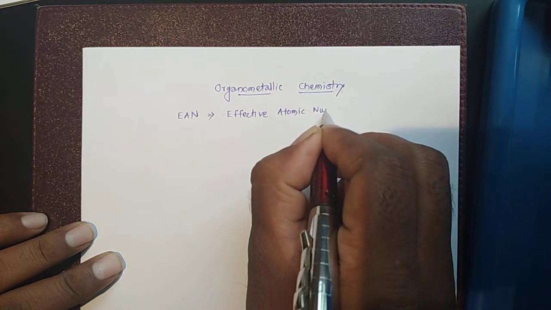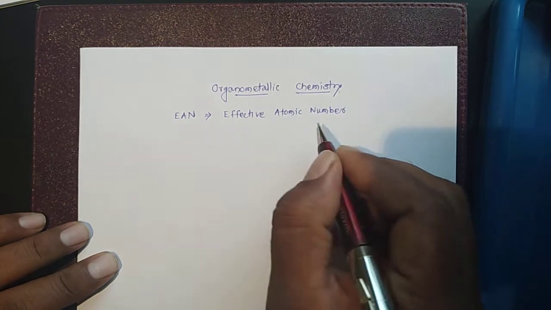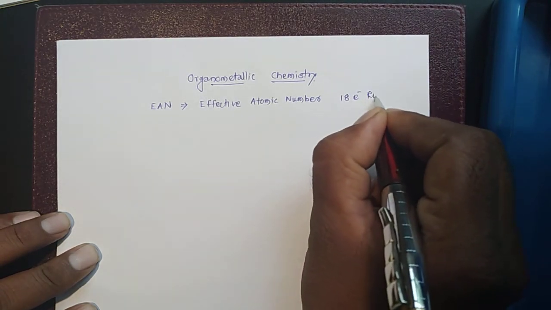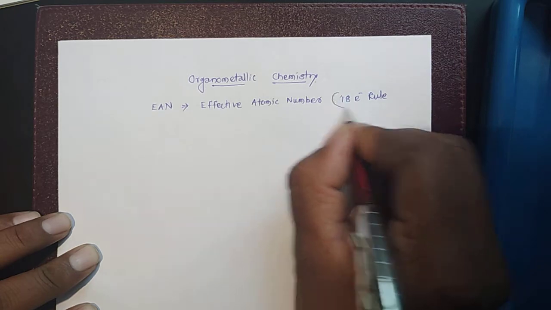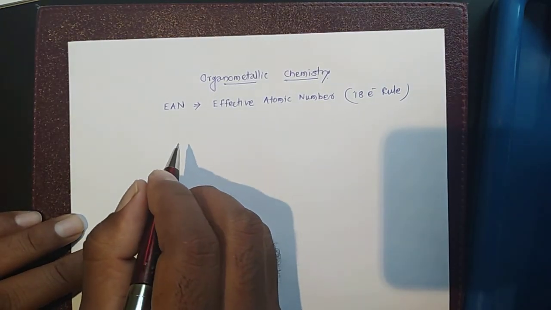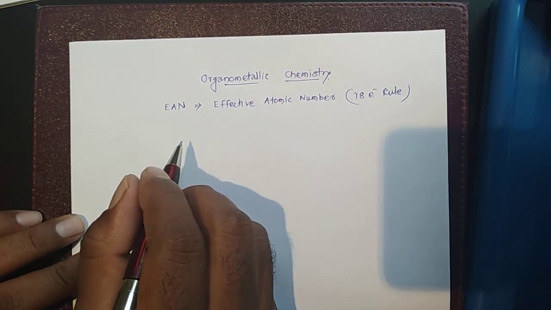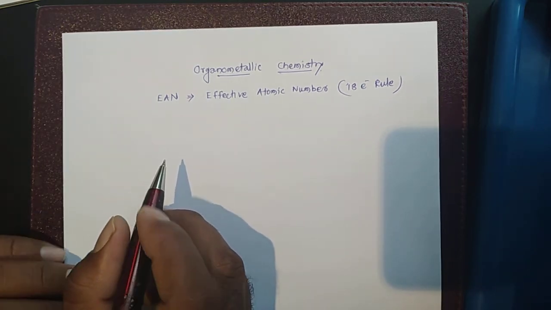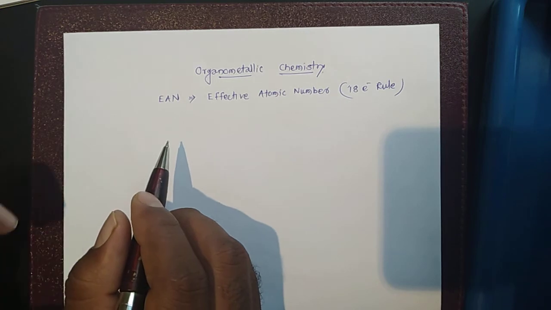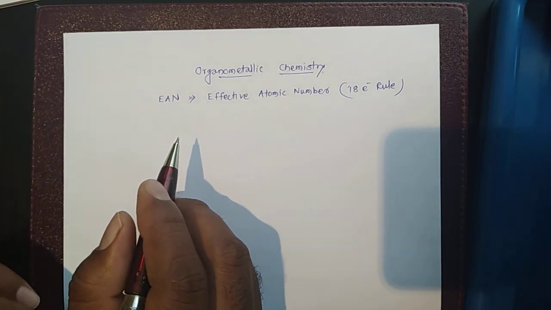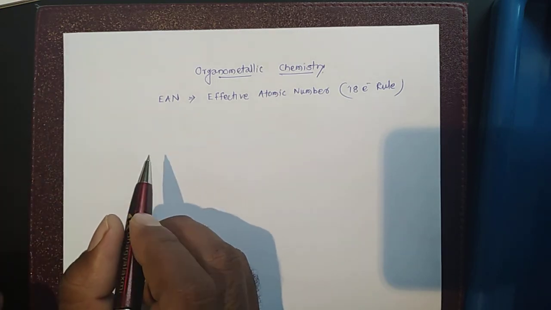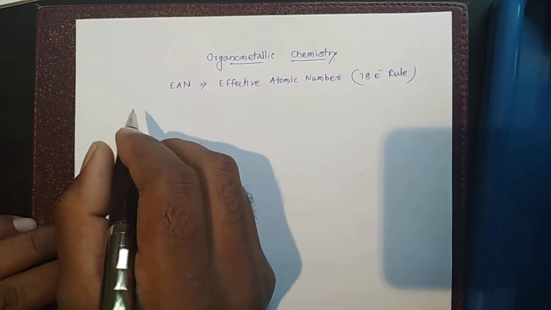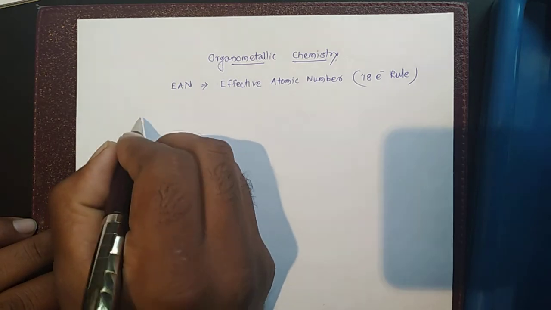This effective atomic number is nothing but the 18 electron rule. It means that for any organometallic complex, based on how many electrons are there, we have to calculate whether the complex is stable or not. For that we need some basics about the transition metals.